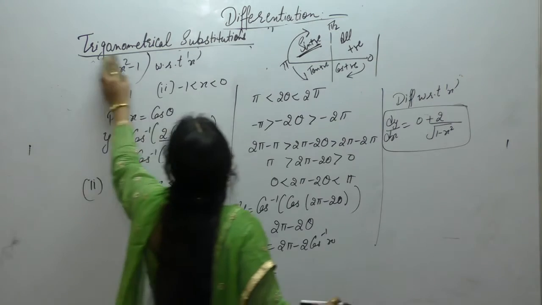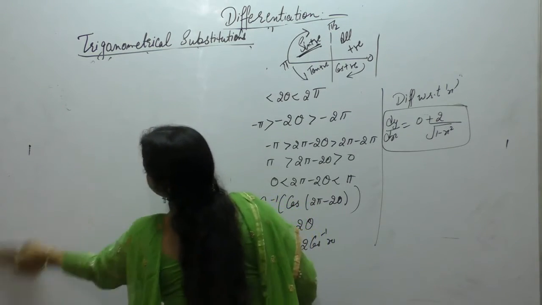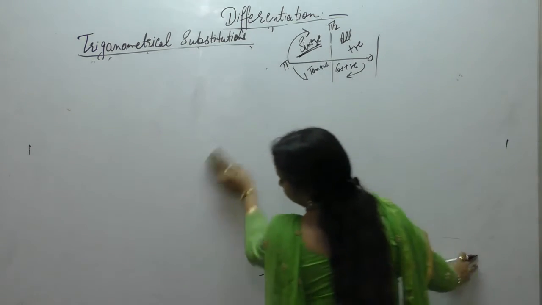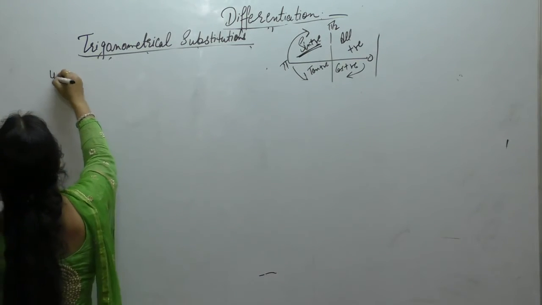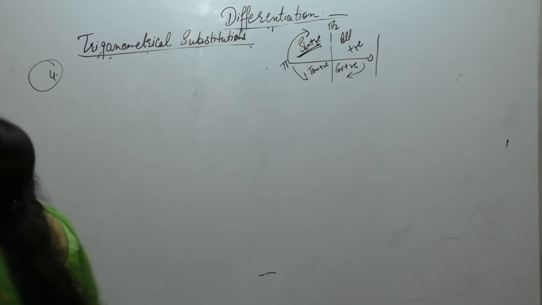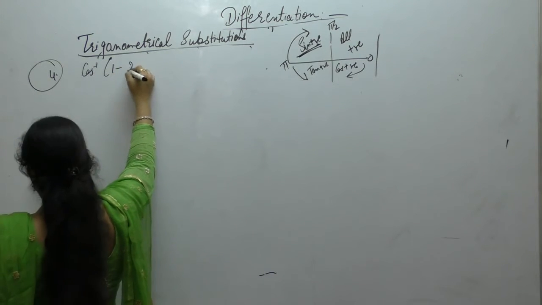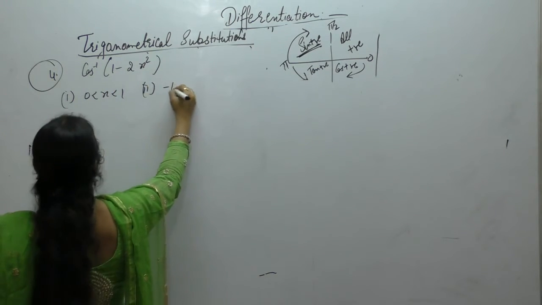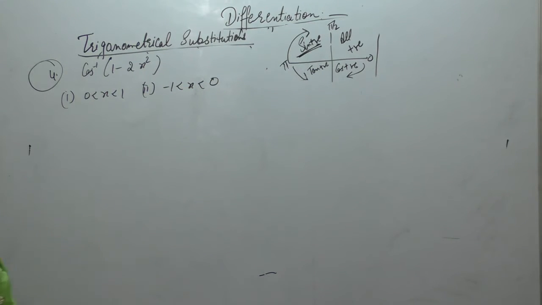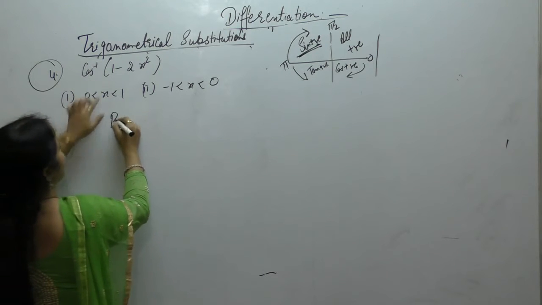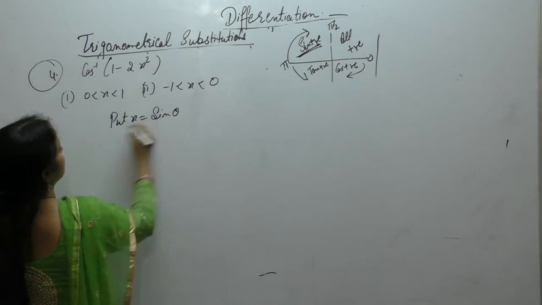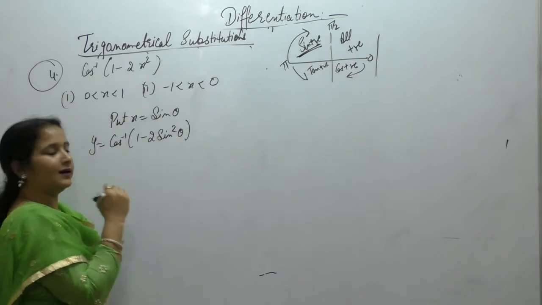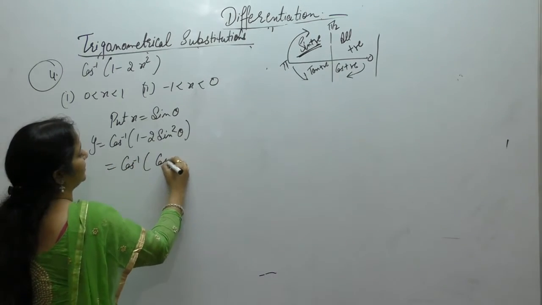Now next one. Differentiate cos inverse of 1 minus 2x square with respect to x. 0 is less than x less than 1, and minus 1 is less than x less than 0. Put x is equals to sine theta here. So y is equals to cos inverse of 1 minus 2 sine square theta. That is equals to cos of 2 theta.